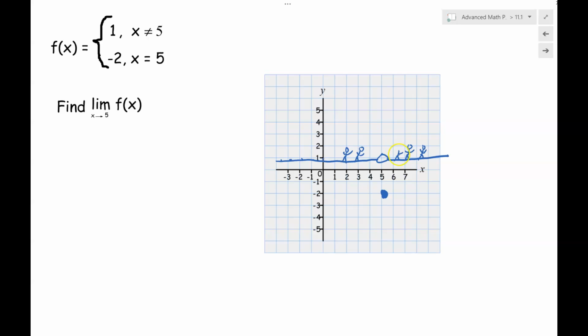what's happening? Where are they approaching? What value? What y value? Well, what y value they are always approaching is 1. The answer to this question is 1, because as I get closer and closer, I'm always at 1. I'm at 1, and I get closer and closer. It does not want to know what's happening right at 5. Right at 5, I'm at -2, but that's not what this is asking.